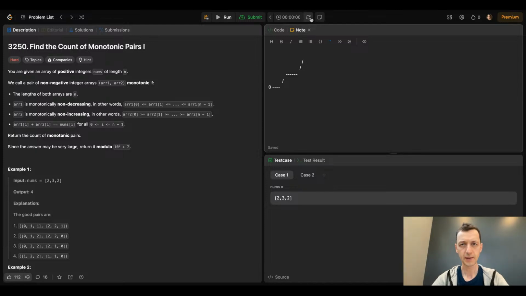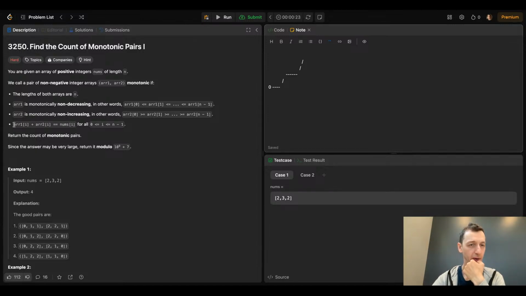Oh, wait a second, I need to restart the clock. Oops, I did it again. I forgot to restart the clock. Recount the count of monotonic pairs. So, okay, wait a second. I lost where I was reading.